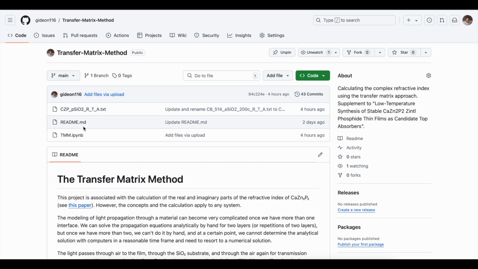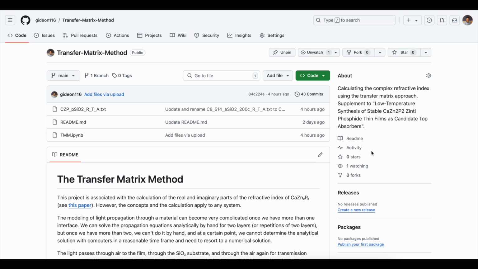How this works is you measure the amount of light that comes into the system, the amount of light that's reflected, and the amount of light that's transmitted. And from that, you can determine the calcium zinc phosphide complex refractive index. So the goal is to write out the equation for this and minimize that function to a value of the complex refractive index that leads to the measured transmission and reflection.